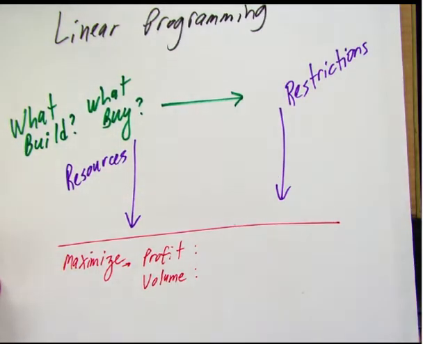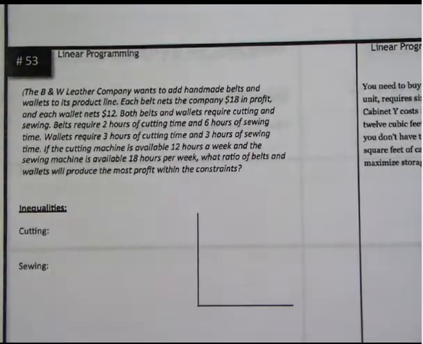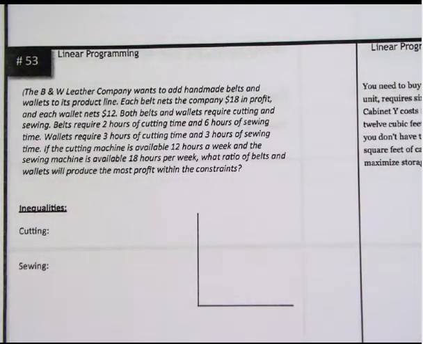So here's what a typical problem looks like. It looks like this one that's in your packet, and it says that the B&W Leather Company wants to add more handmade belts and wallets to its product line. Each belt nets a company, and it just lists a whole bunch of information. So here's what you need to think about.